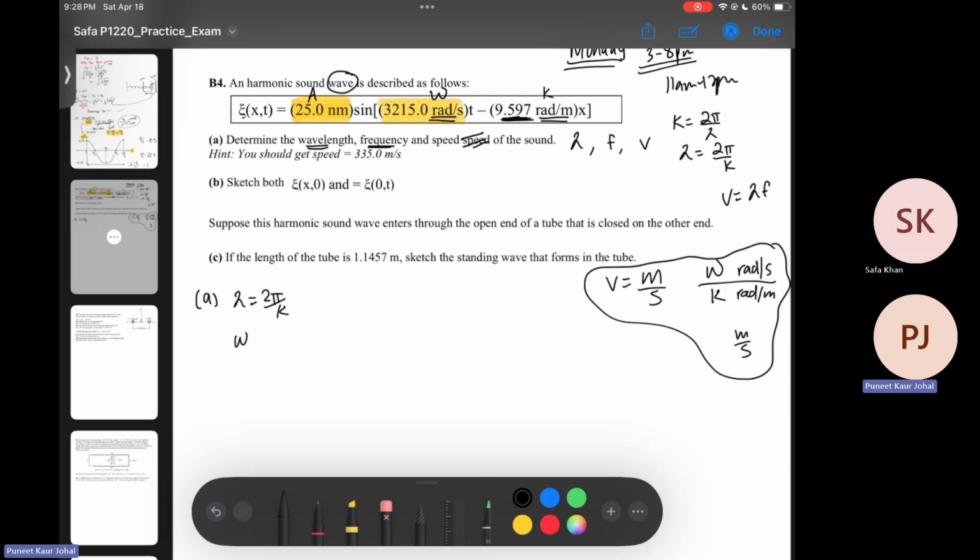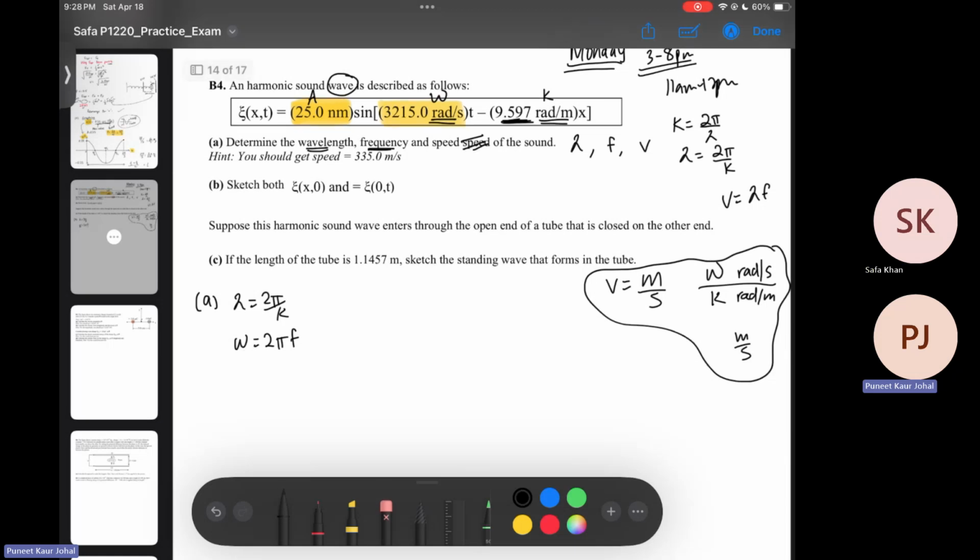Frequency, by the way, omega is 2 pi f. This is angular speed. Frequency is just per seconds. So if you rearrange, f is just omega over 2 pi, so you can use that.